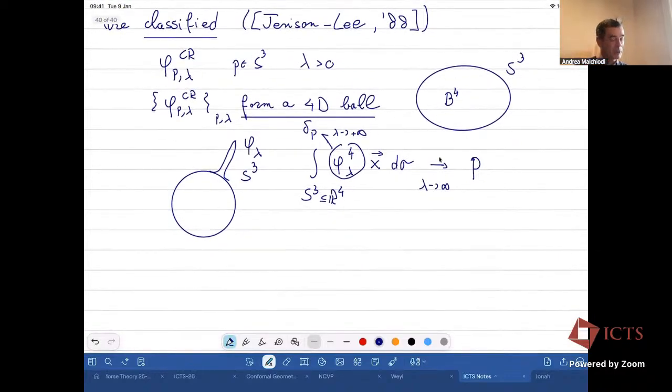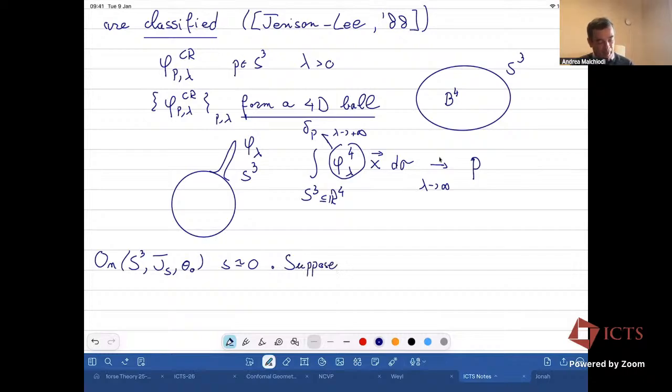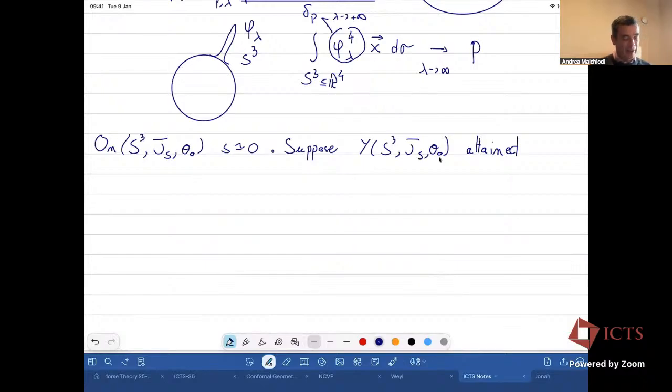Okay, now we perturb the structure. So on S3, J_S, theta_0 for S close to 0. Suppose that the infimum is attained. So Y of S3, J_S, theta_0 is attained. But you also know that the two structures are very close. So this will be close, if S is close to 0, to Y of S3, J_0, theta_0, because the infimum varies continuously in S.